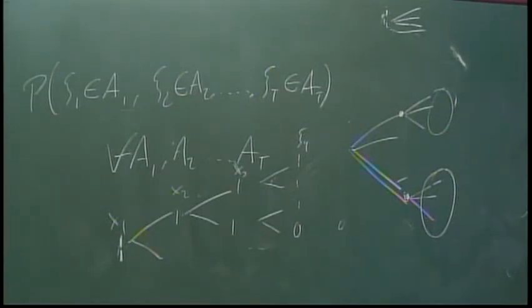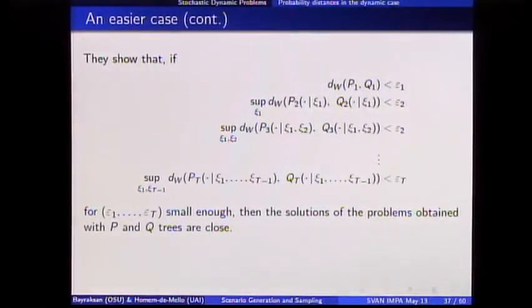So what they show is essentially the following, right? If I can guarantee that at every stage, right, I look at the distribution at time 1, the one at time 2, right? If I look at the maximum distance over all possible values of the history, the conditional distribution given x1, the difference between them, right, is less than epsilon, and so on, right? Up to time t, if I look at the conditional distribution given everything that happened so far, right, and take the maximum of those over all possible histories, if I can guarantee that all this is less than epsilon, then I'll say that these two trees are close to each other. So it's kind of strict, right? But that's how you guarantee that they are close.